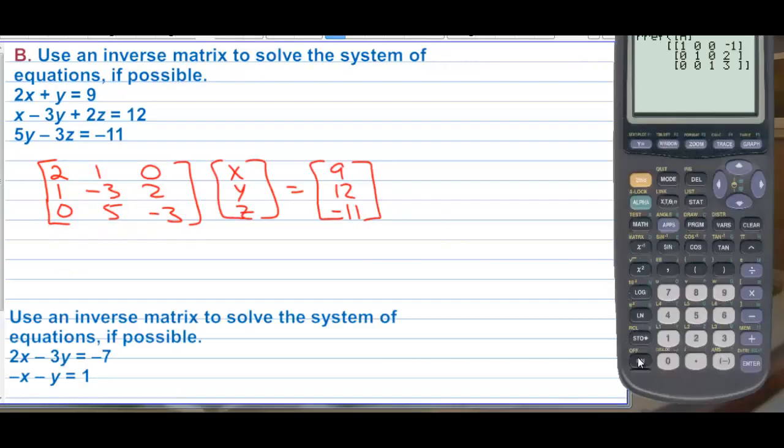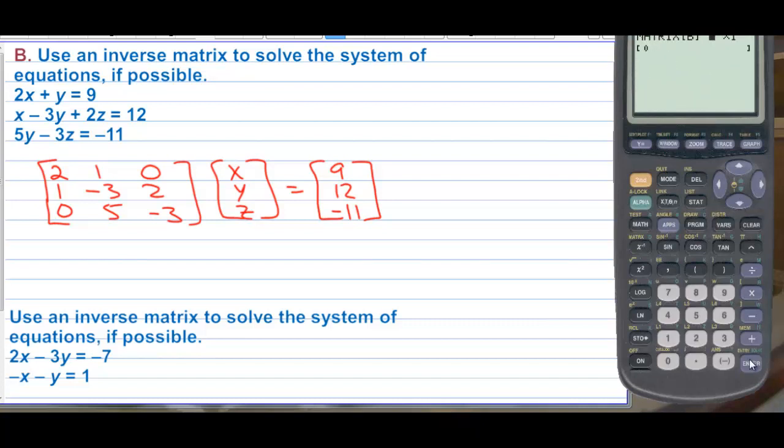In our calculators, let's clear this. We can go to matrix, and we have edit, and we'll make this a 3 by 3. And we have 2, 1, 0, 1, negative 3, 2. And we have 0, 5, negative 3. And then let's quit out, go back into matrix.